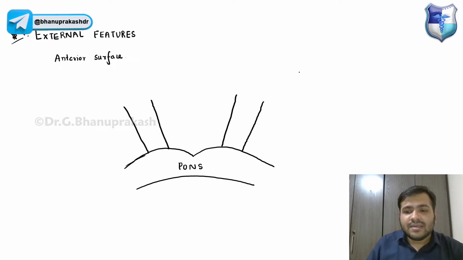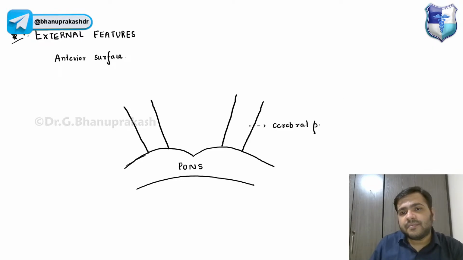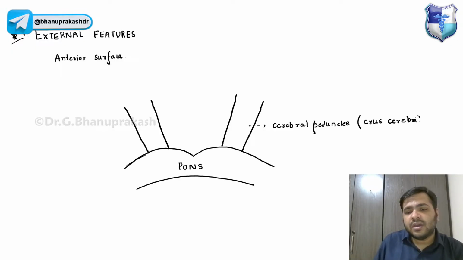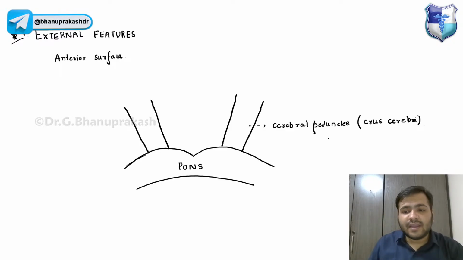Now, what are these cerebral peduncles? This is the part of the anterior midbrain, right? These are also known as crus cerebri. When I say cerebral peduncles, they are basically carrying the descending tracts of the cerebrum. Remember, guys, these are rope-like bundles. These are white matter only, emerging from the upper part of this pons.